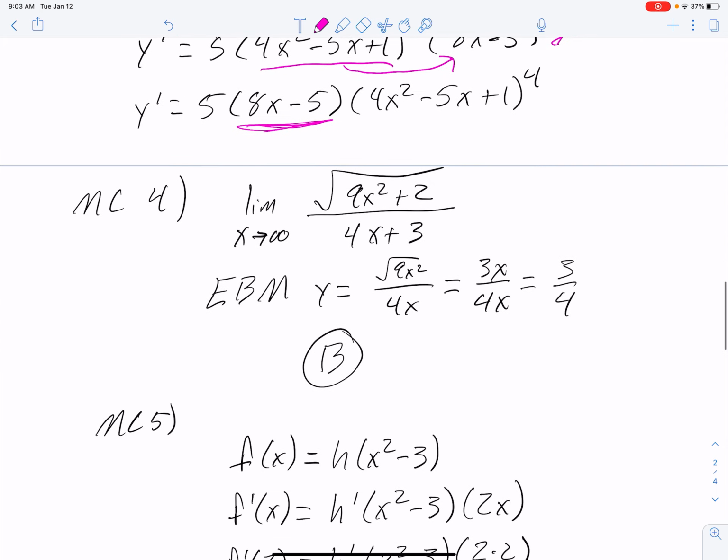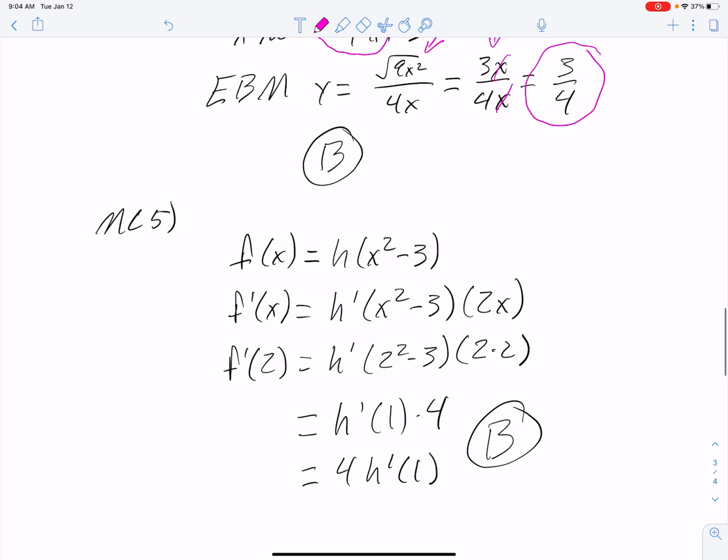All right, multiple choice number 4. It's looking for the limit as x goes to infinity. This is just an end behavior problem. We've done end behavior problems before. So I need to focus on my lead terms as I always have, just recognizing that I would bring that square root with the 9x squared. Well, the square root of 9x squared is going to reduce to 3x. I can cancel my x's, and my end behavior, my limit at infinity, my horizontal asymptote, would be 3/4.